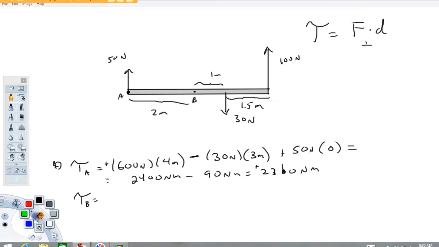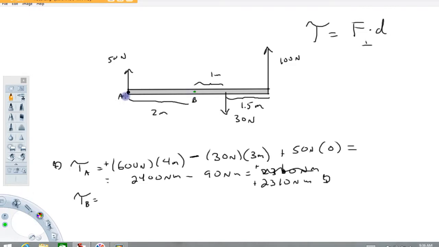All right, next, point B. So now we're going to sum torques about this point. Before I do, I'm going to rewrite this so it's legible. 2310 Newton meter, and that was positive, so in other words, counterclockwise. All right, summing torques now about point B. And again, go ahead and put a little green dot there. So summing torques now about the green dot.